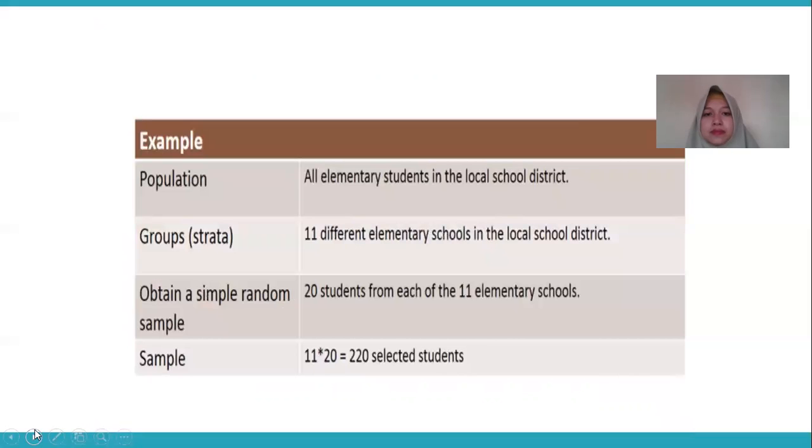Now, the example here: the population is all elementary students in the local school district. The groups or strata are 11 different elementary schools in the local school district. Take a simple random sample of 20 students from each of the 11 elementary schools. And the sample is 11 times 20, equal to 220 selected students.